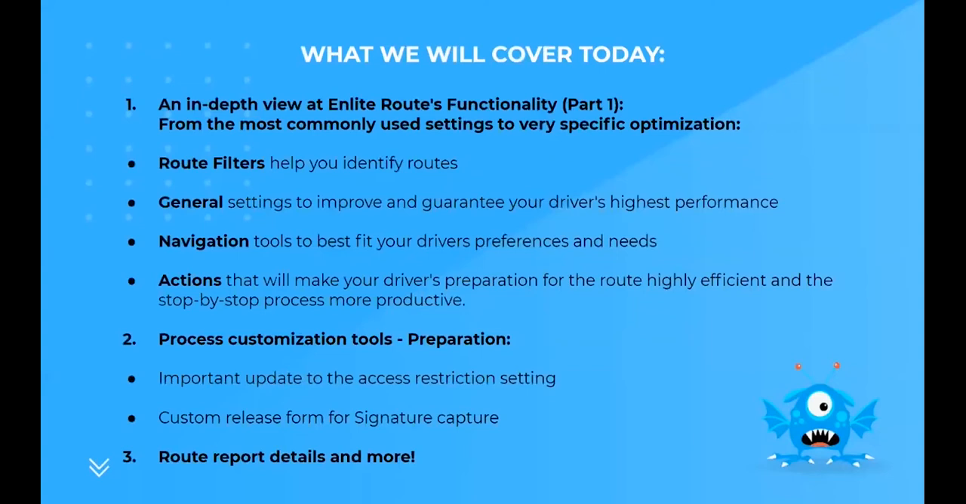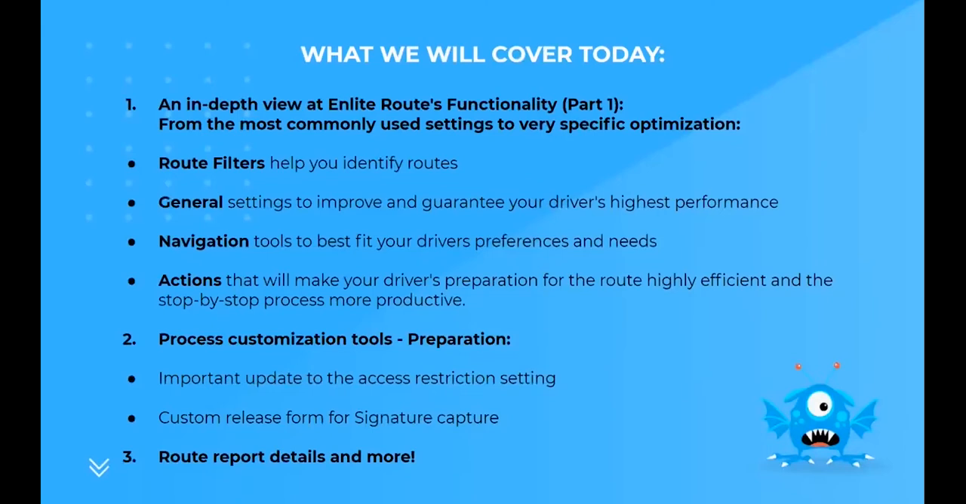So here's an overview of what we'll be covering today. The first part of this webinar will include an in-depth view of Enlite's Drivers app functionality. It will cover from the most used settings to specific optimizations. The most used settings can be divided into 5 main categories: route filters, general, navigation, actions, and some customization tools. Starting with route filters. Why do we begin with this? It's because it will help you identify the routes and render them visible.